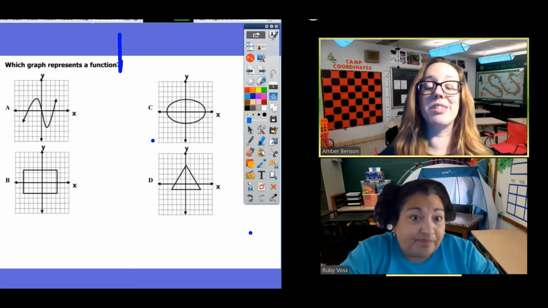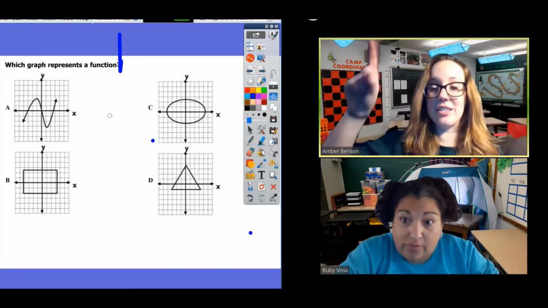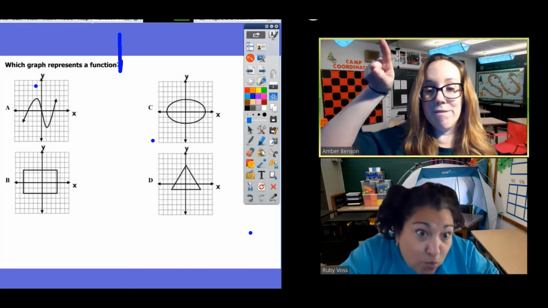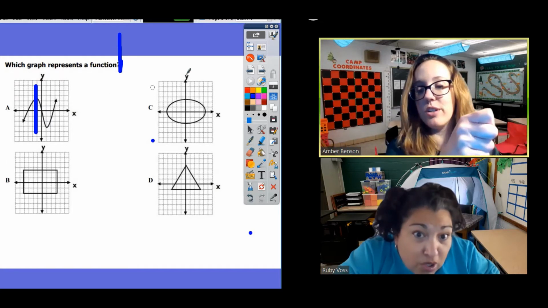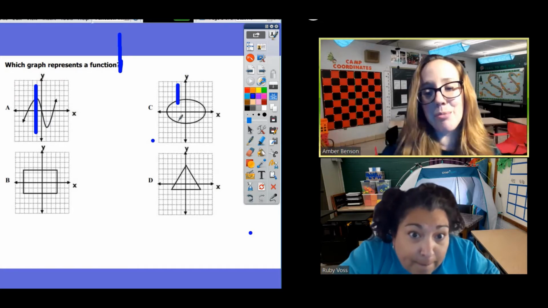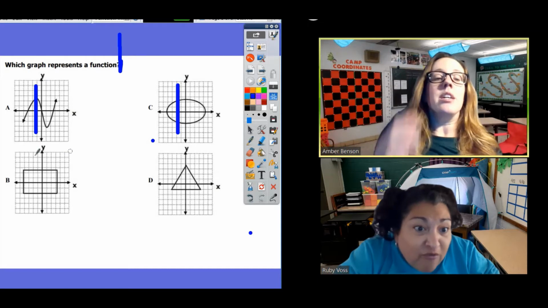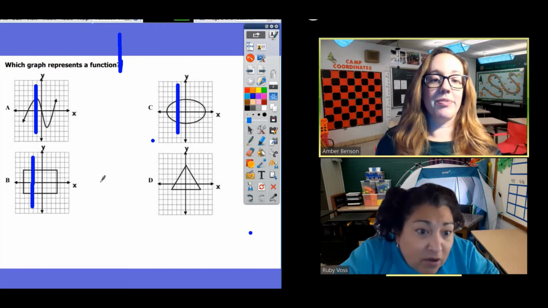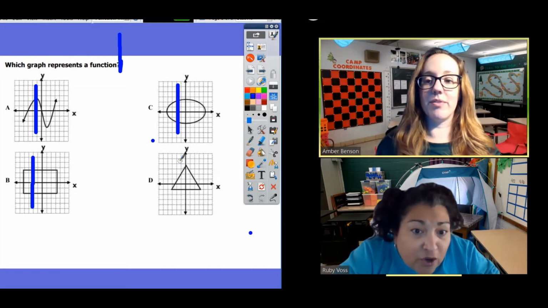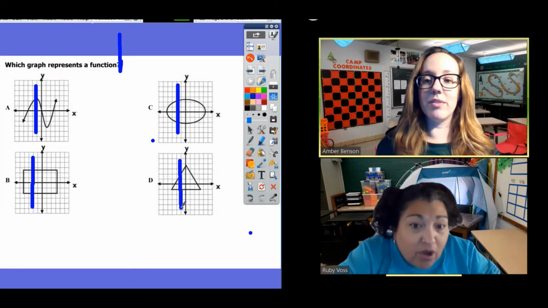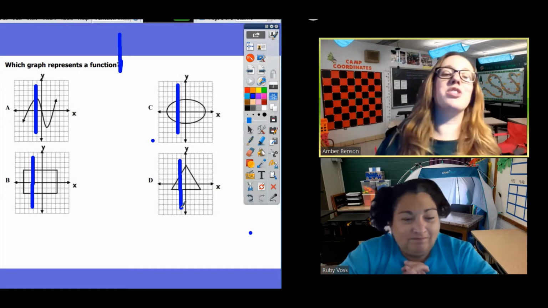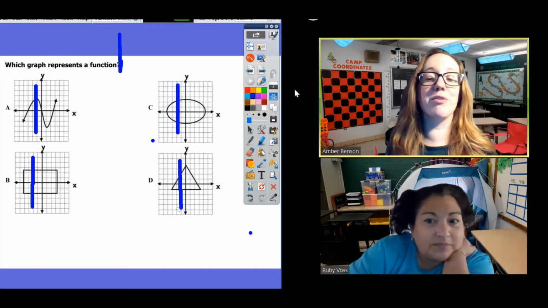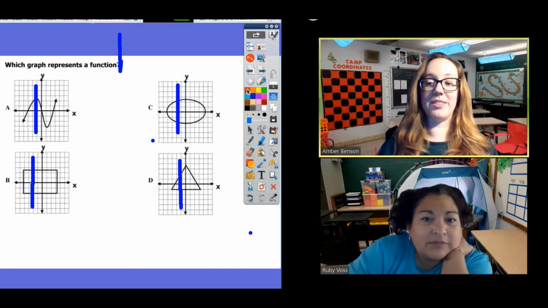So all you have to do to tell if a graph is a function is draw a vertical line through it or drag something across the question. But we can't do that because we're on camera. So I'm drawing vertical lines right now, Miss Benson. I got to draw vertical lines everywhere. Did you do them all? I did them all. Okay, so on choice A, how many times did the vertical line touch the graph?